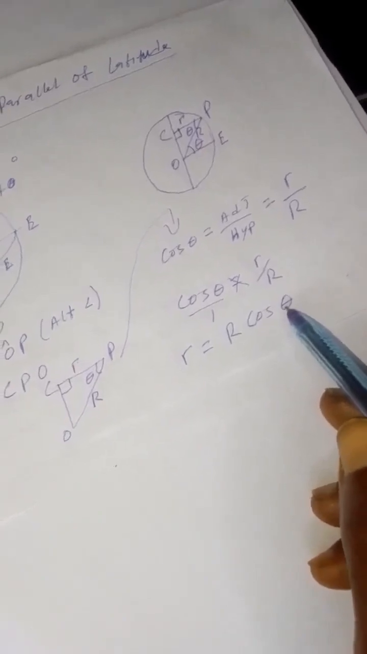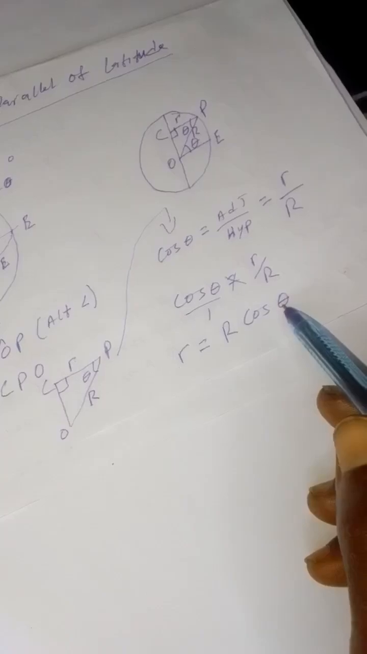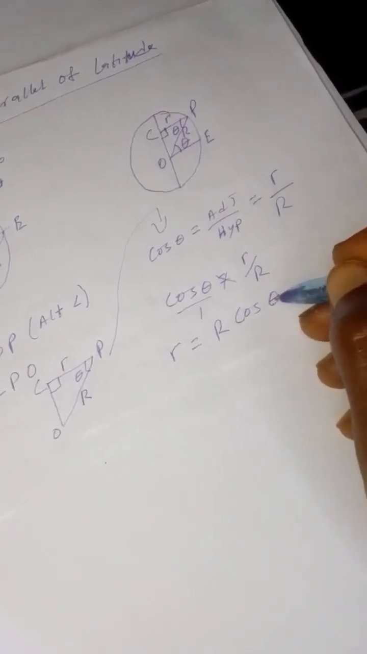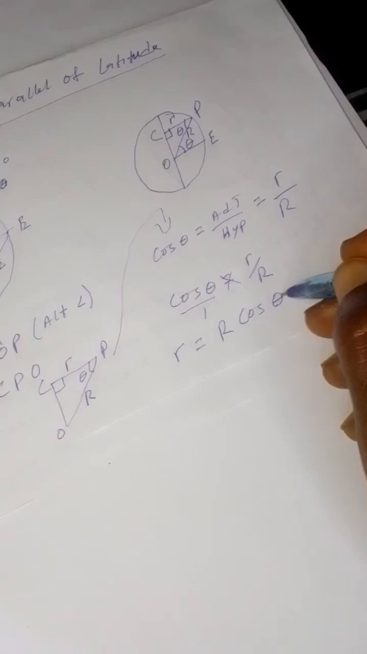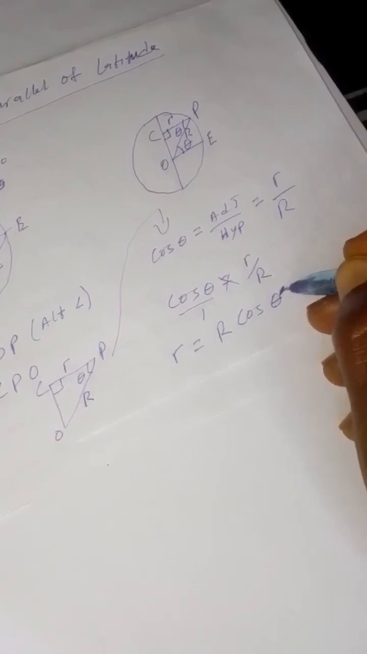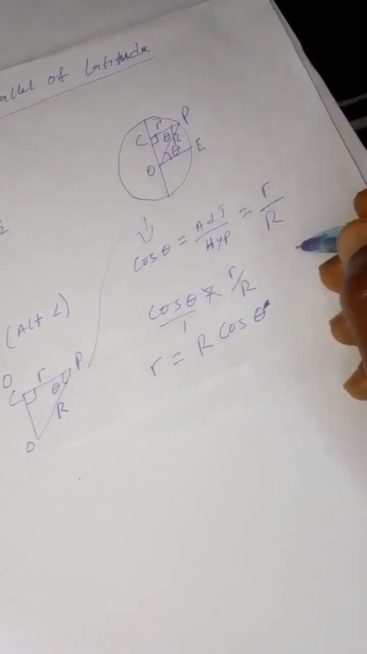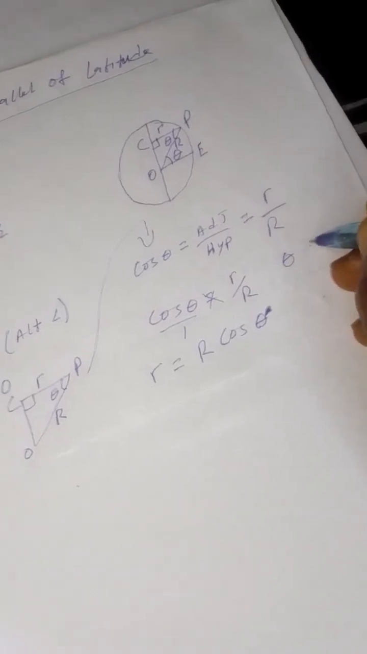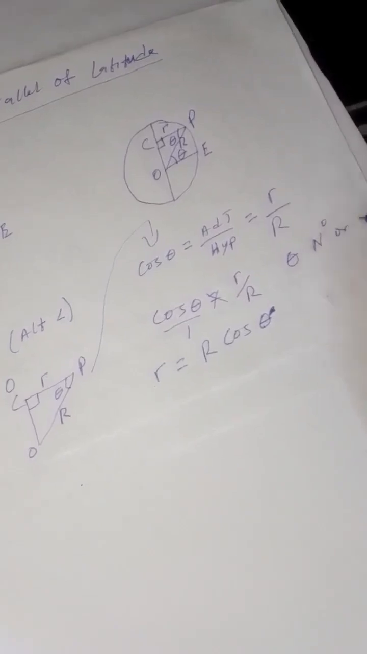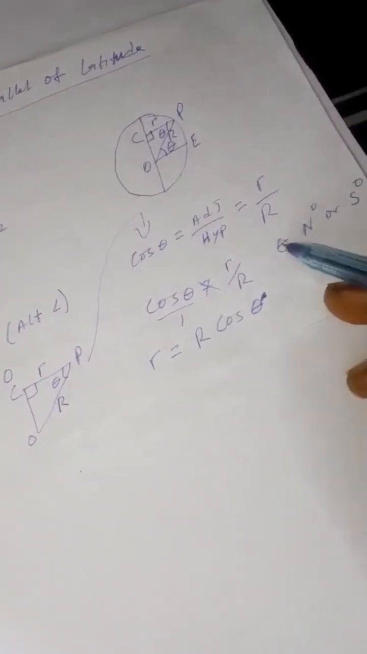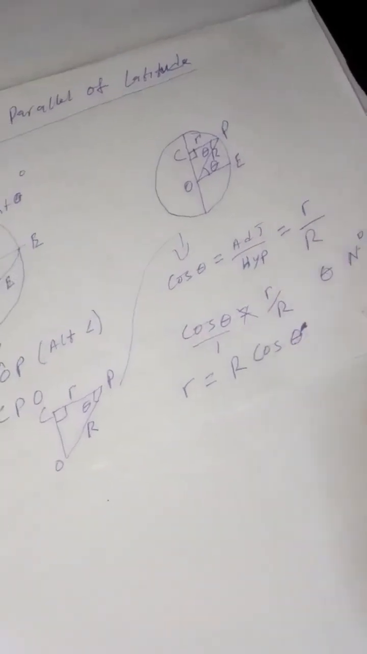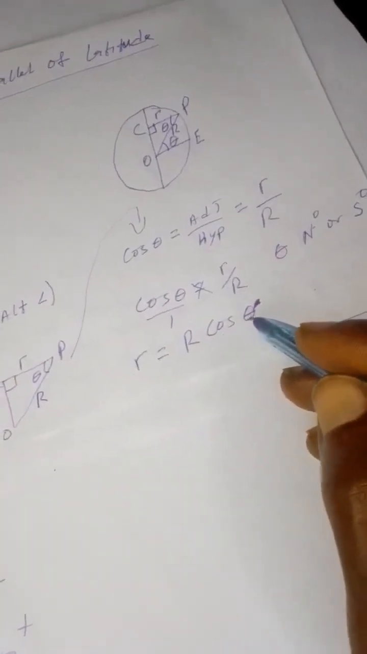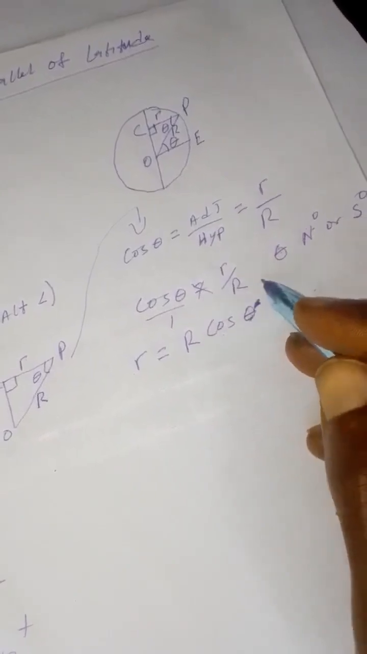But this theta is not the longitudinal distance. It's not the distance angle that we were using before. This is known as the angle of the parallels of latitude. This theta is the angle of a parallel of latitude. Theta can only be north or south, so theta north or theta south. That is, we are dealing with only the latitude. In cos theta, this theta is referring to latitude north or latitude south.